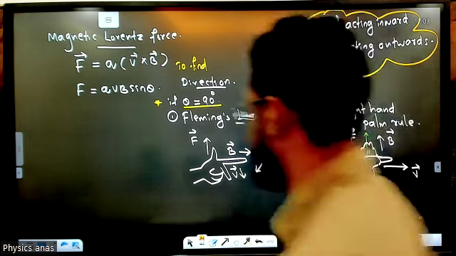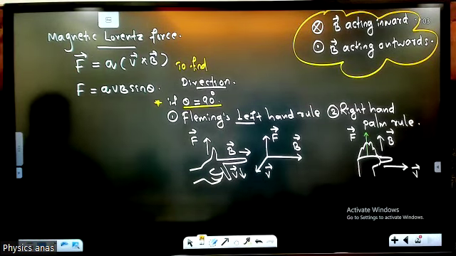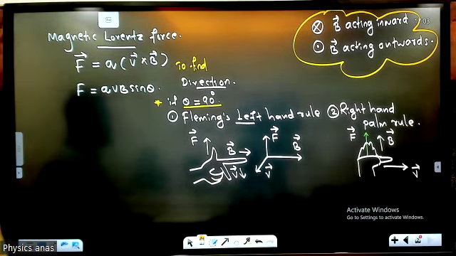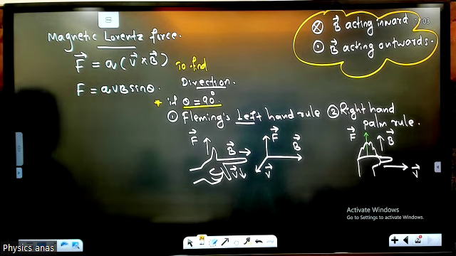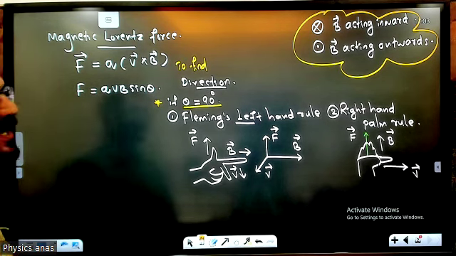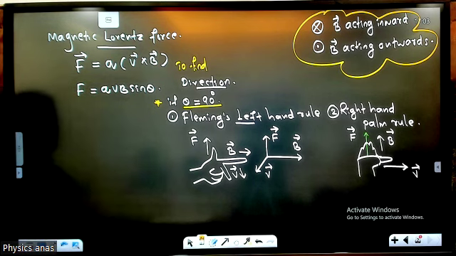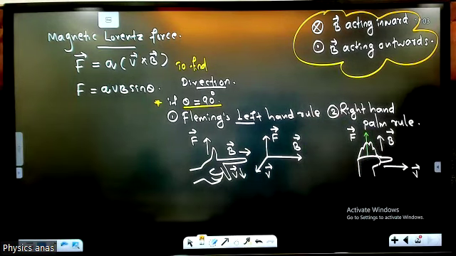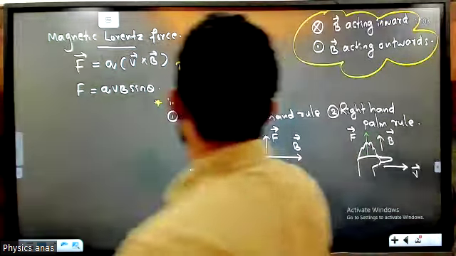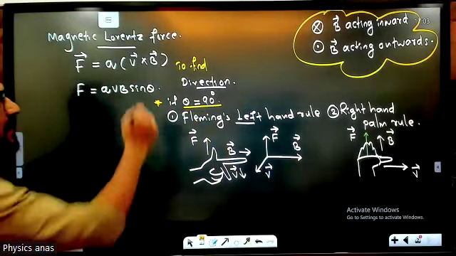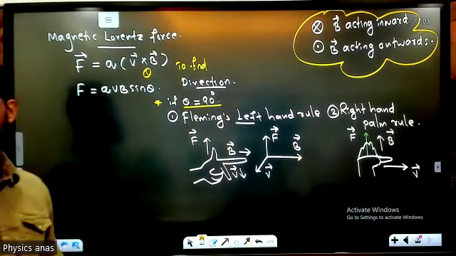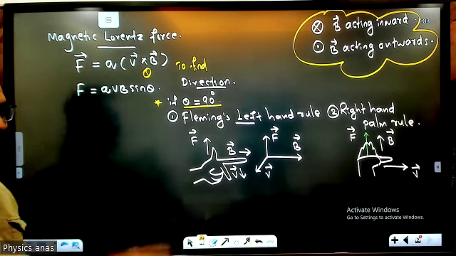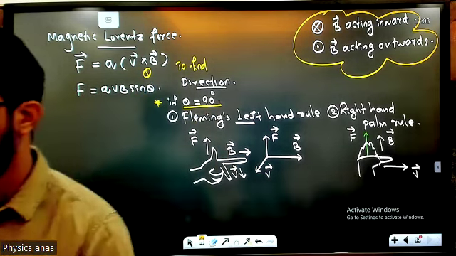Roughly draw the figures. This is if theta is 90 degree, only if theta is 90 degree. What is theta? Theta is the angle between magnetic field and velocity. Roughly draw it. This is not important.